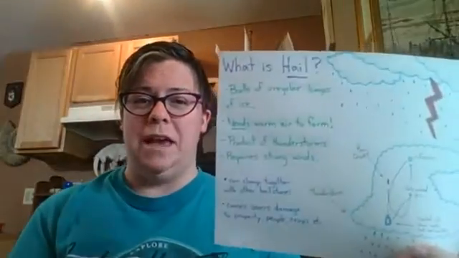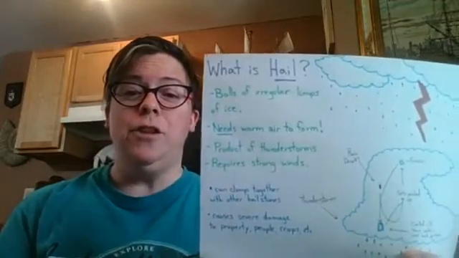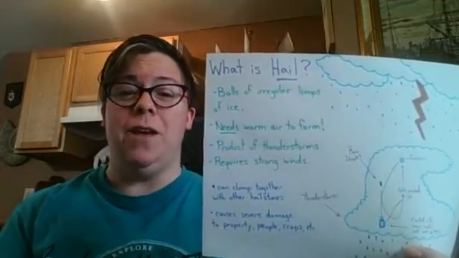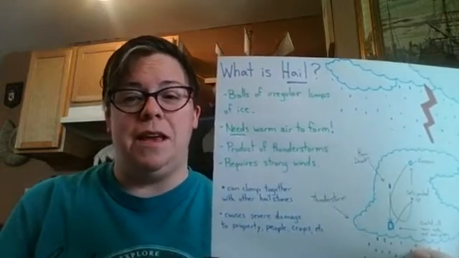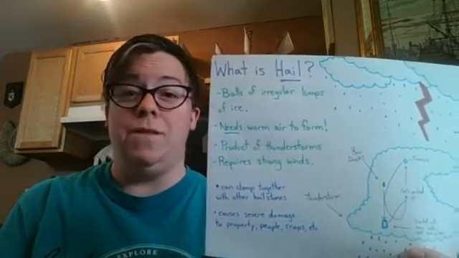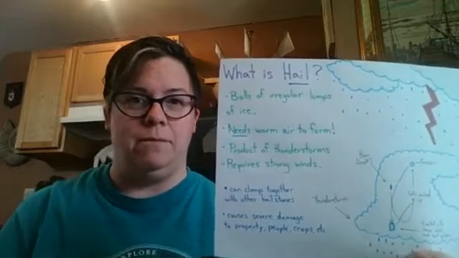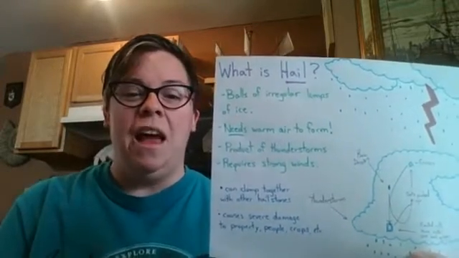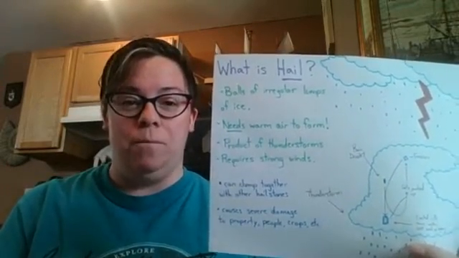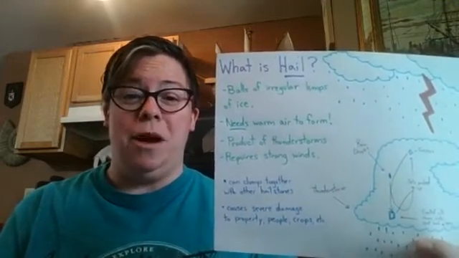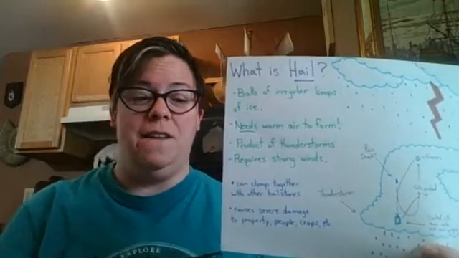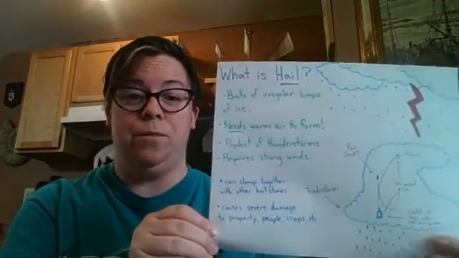Hail! What is hail? It's balls or larger, irregular lumps of ice. Yes, it's going to come out of thunderstorms. Now, I didn't have a yellow marker, so we have red lightning today. Very cool, I know. It needs warm air to form. It's a product of thunderstorms, and it requires very, very heavy, strong winds.